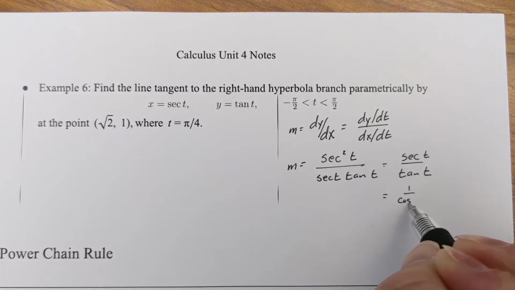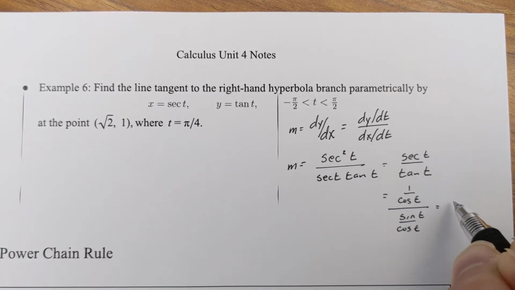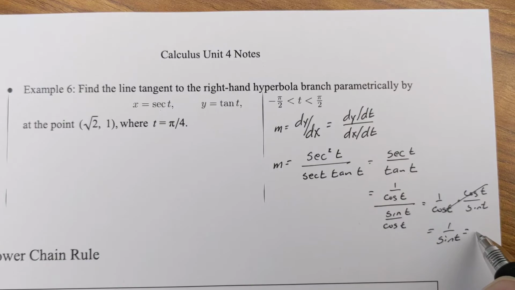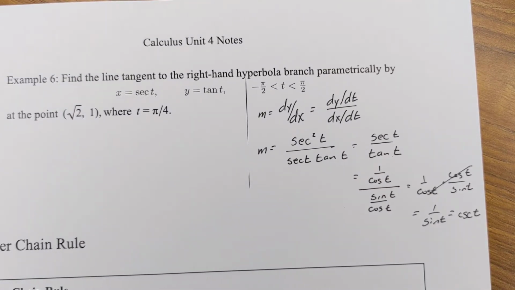Secant is 1 over the cosine. Tangent is the sine over the cosine. So this becomes 1 over cosine t times cosine t over sine t. Cosines cancel, so 1 over sine t, or the cosecant of t. So that's m.